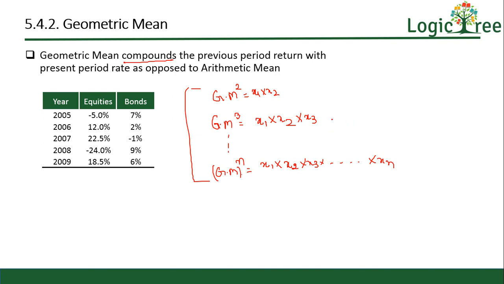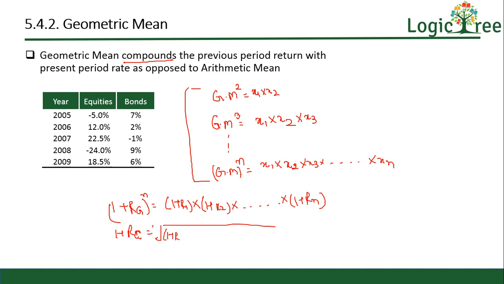But when we have to find the returns, we will write 1 plus Rg, that is the geometric mean, raised to the power n is equal to 1 plus R1 into 1 plus R2 and so on to 1 plus Rn. Now here n is in power, so on the other side it will turn out to be under root n of 1 plus R1 into 1 plus R2 and so on to 1 plus Rn. Now to find the geometric return, I will take the 1 to the right hand side, so it will turn out to be minus 1. So this is a simple formula for finding the geometric mean.